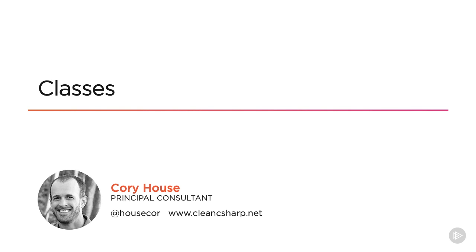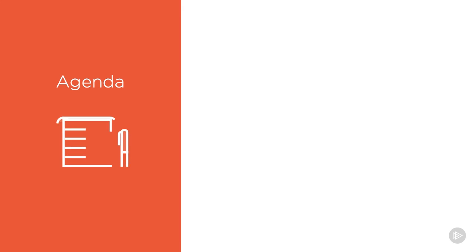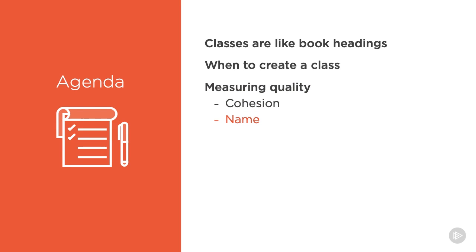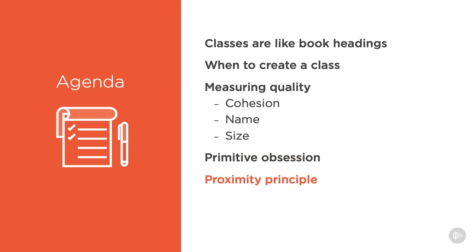Now it's time to discuss a core building block for every C# app, classes. In this module, you'll see how classes can operate like book headings. We'll look at 5 different reasons to create a class, and we'll explore concrete ways to measure class code quality, such as cohesion, naming, and size. We'll look at common anti-patterns like primitive obsession, the proximity principle for organizing code, and the outline rule for structuring your logic. Let's get started.